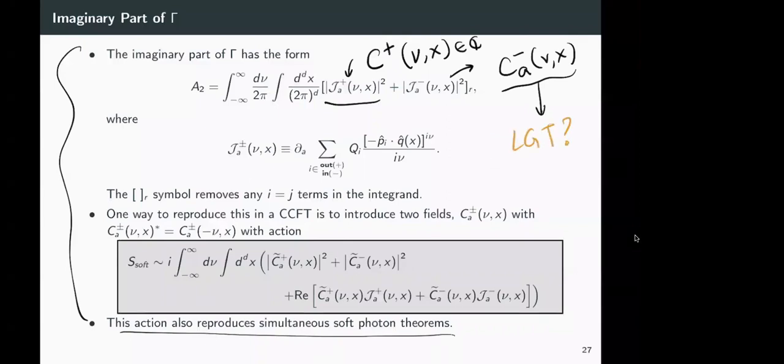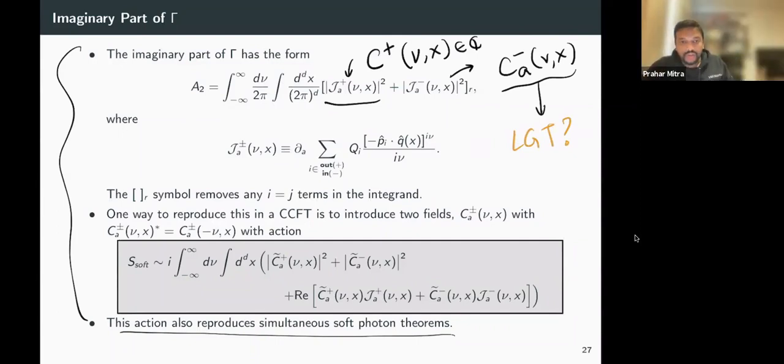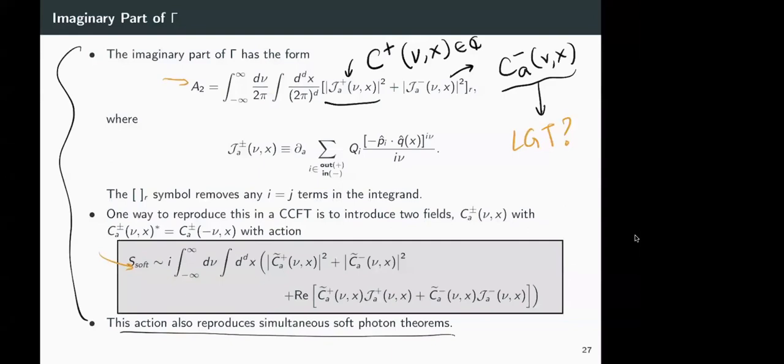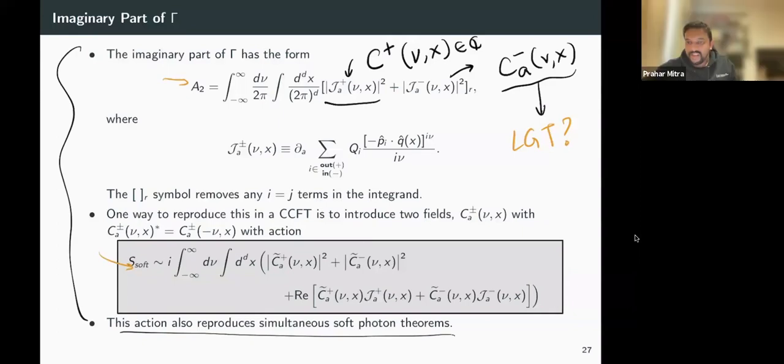So what did you check the action against? Well, just this. You take S soft and you evaluate the path integral, and you get this. You reproduce A2. That's literally the extent of the calculation, which is as trivial as you can be. You can just see it. Look, you can stare at it and tell that it's the right answer because it's just a Gaussian action. Yeah, you integrate out the C and you get A2. So you could just say this is obviously trivial.